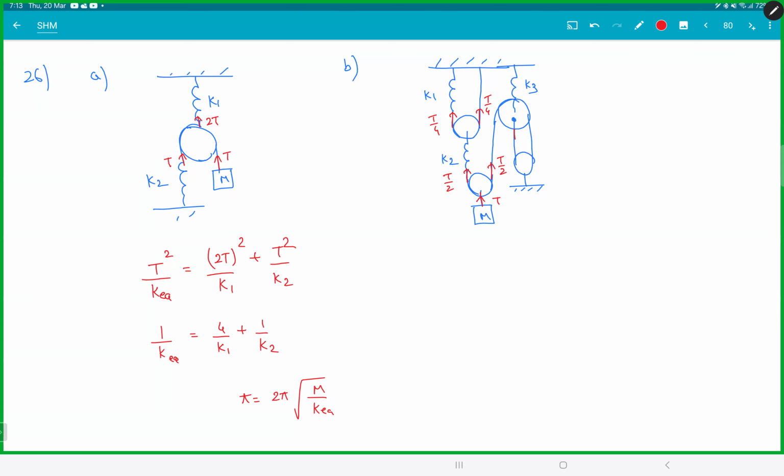If this is T by 2, this is also T by 2, and this is also T by 2. Then this one will be 3T by 2. There are 3 strings there. Please check the tensions here.